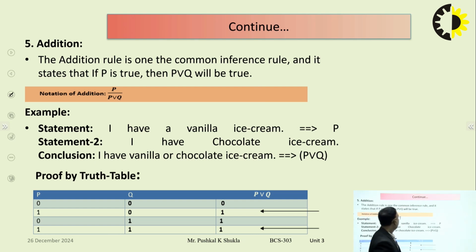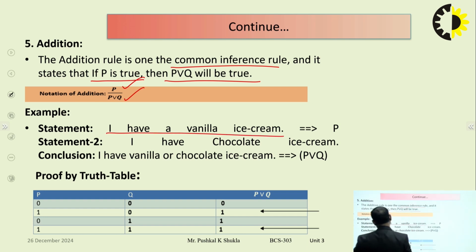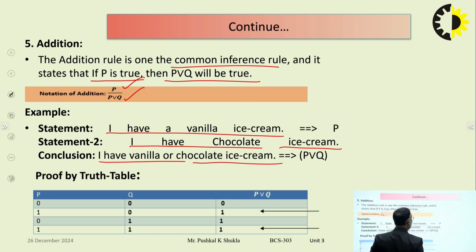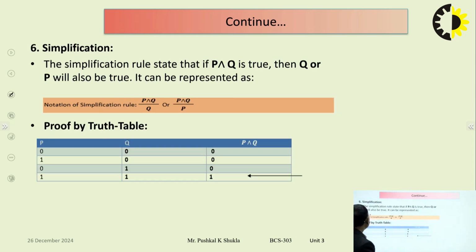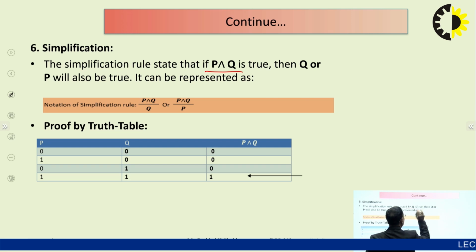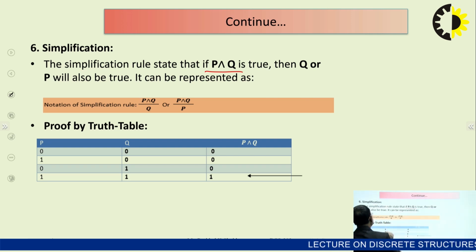Next, addition. The addition rule is one of the common inference rules, and it states that if P is true, then P or Q will also be true. For example, I have vanilla ice cream, that is P, and statement 2 is I have chocolate ice cream. So, I have vanilla or chocolate ice cream. Next, simplification. The simplification rule states that if P and Q, P logical and Q, is true, then Q or P will also be true.